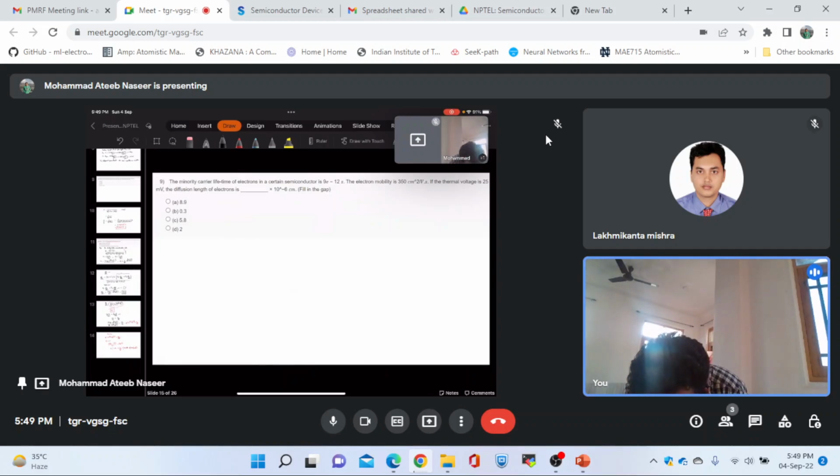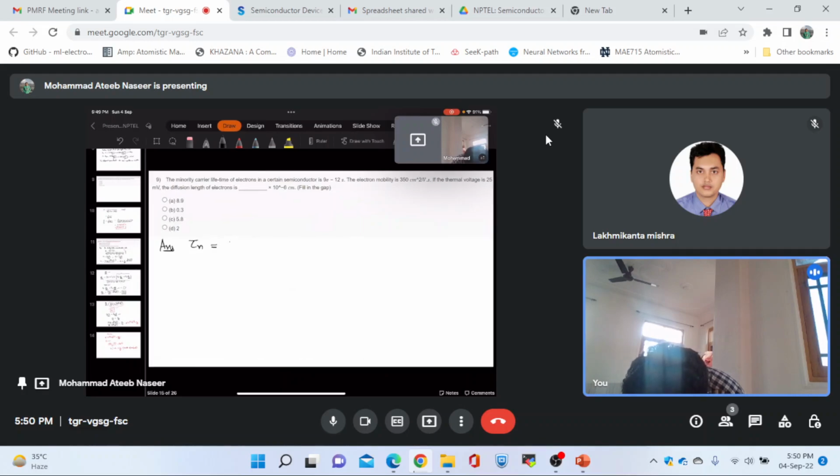Now, let me write this minority carrier lifetime. This will simply be equal to tau n equal to 9 into 10 raised power minus 12 seconds, and the mobility will simply be equal to 350 centimeters square per volt second. Okay, good. And this Vt, the thermal voltage over here, it's given to be 25 millivolt. Till now we have taken 26 millivolt. In here it's given to be 25.